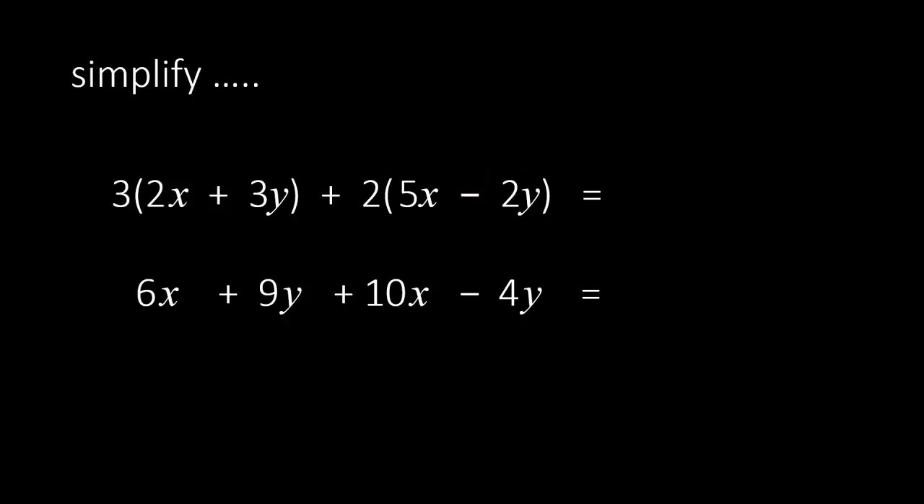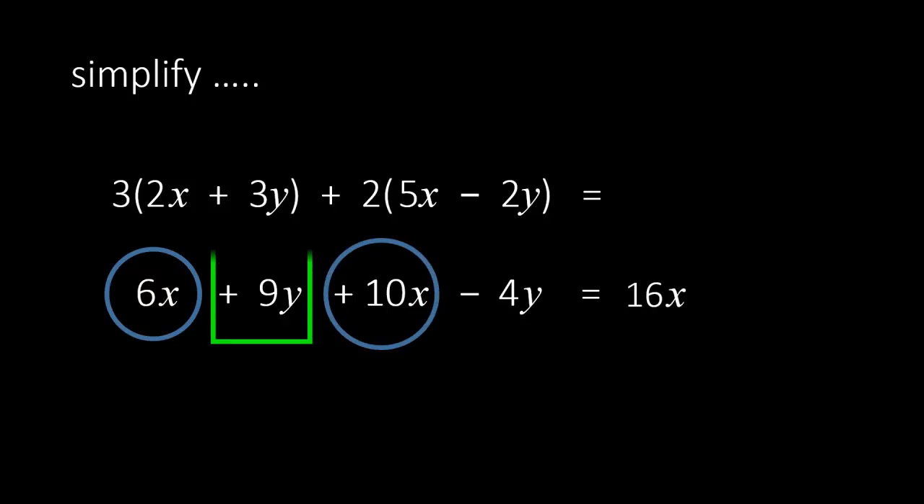Now, we've just got to do circles and squares. Let's have a look at our x's. 6 of them plus 10 of them, 16x. And then we got plus 9y minus 4y. What's that then? 5y. Okay, well that's about it really.